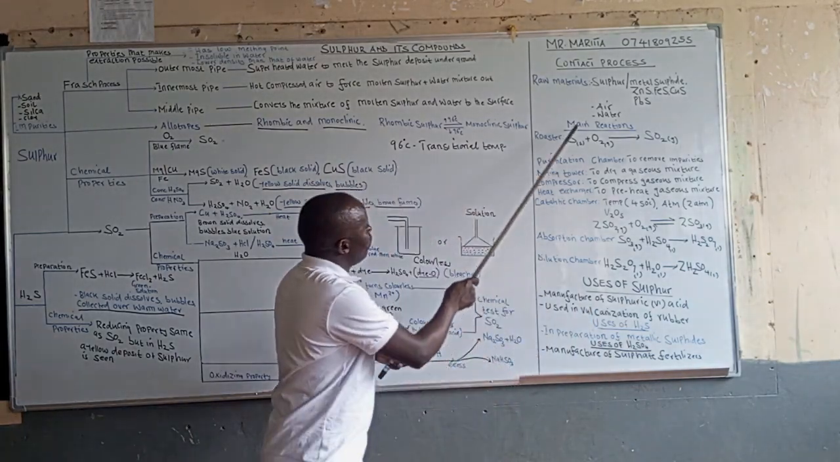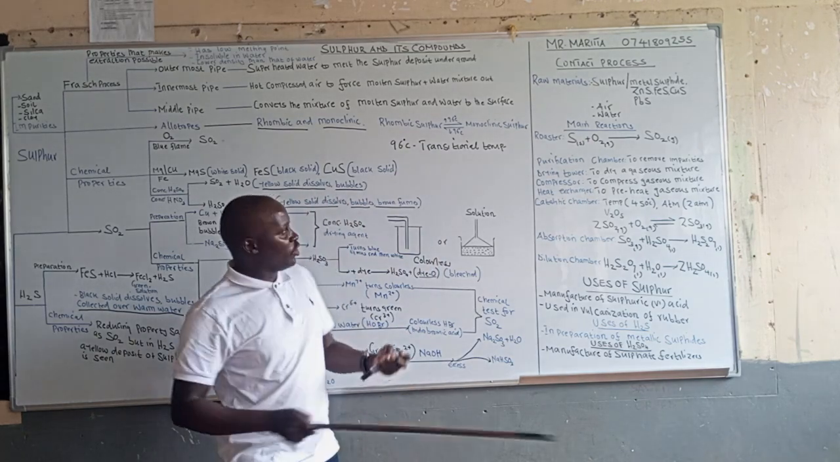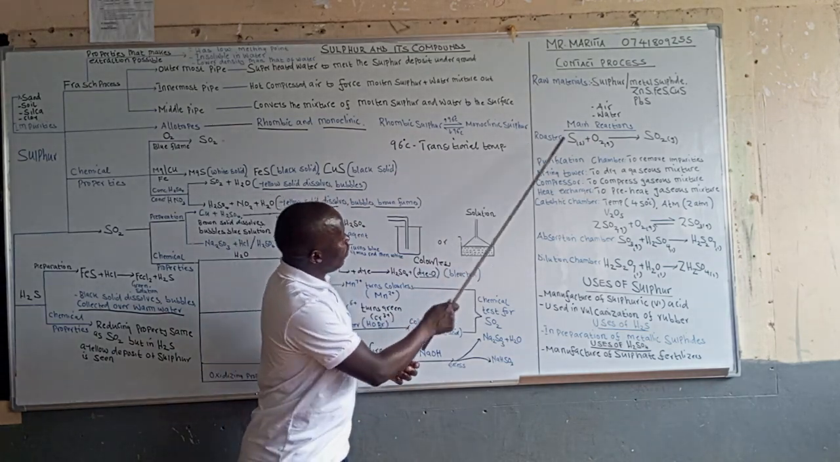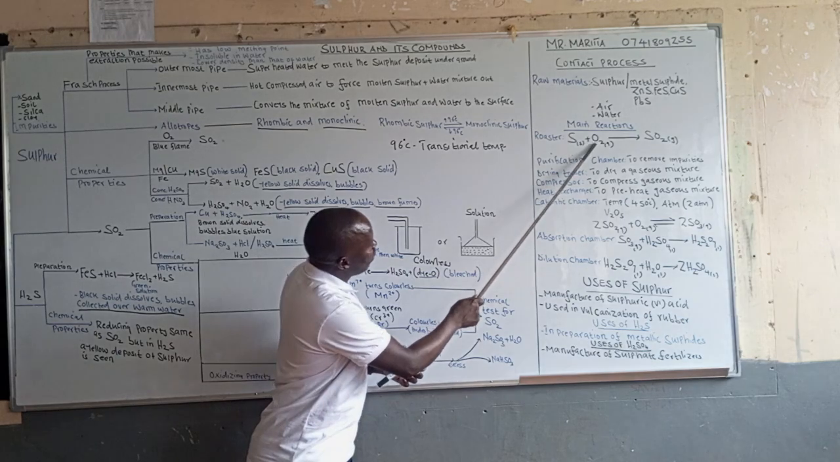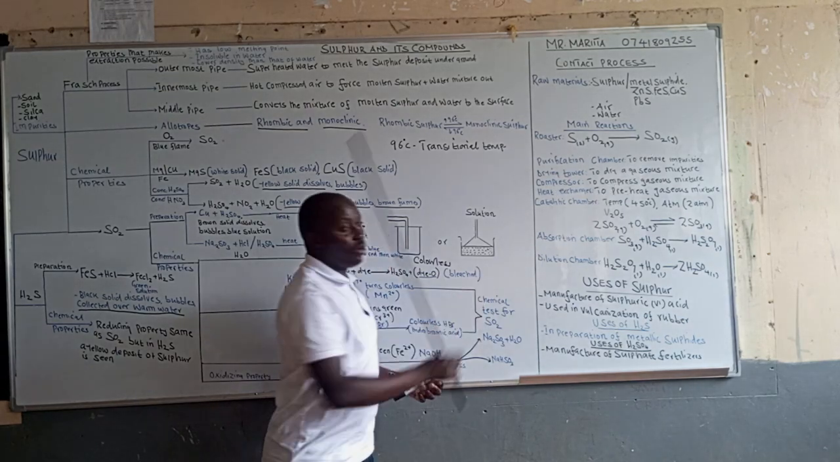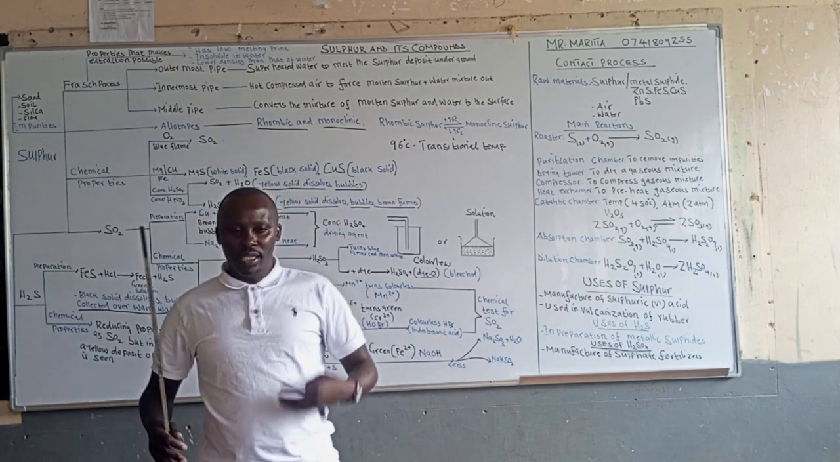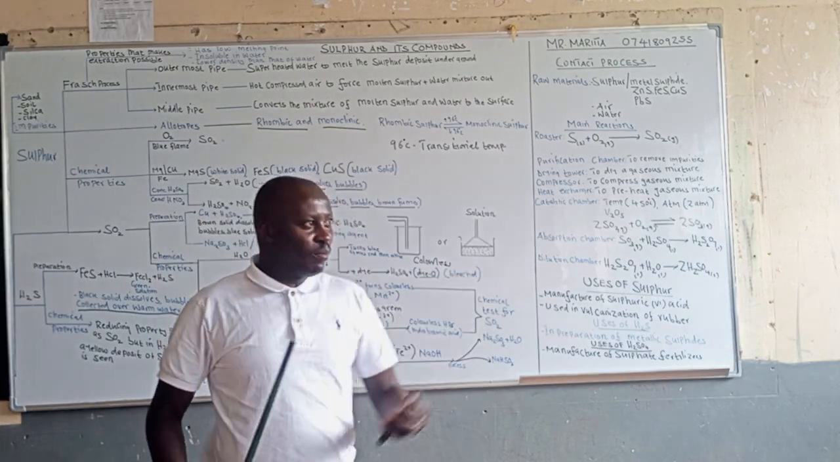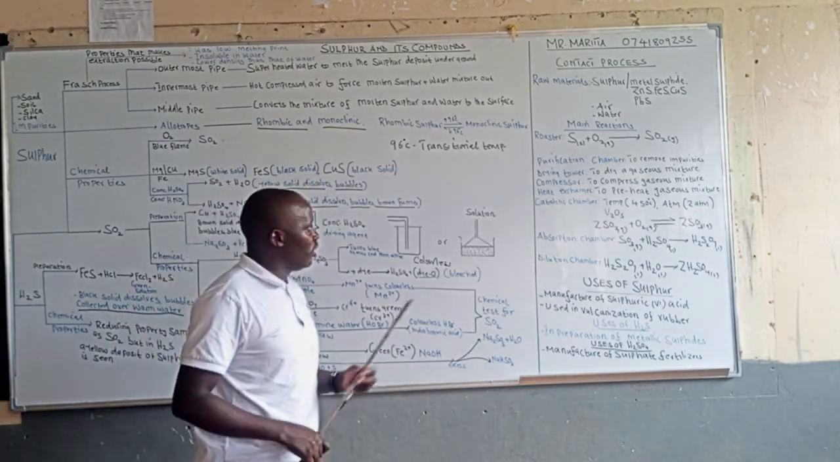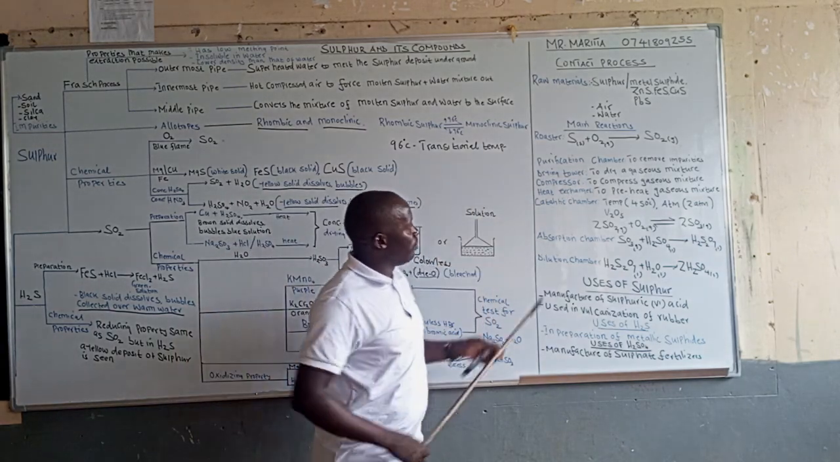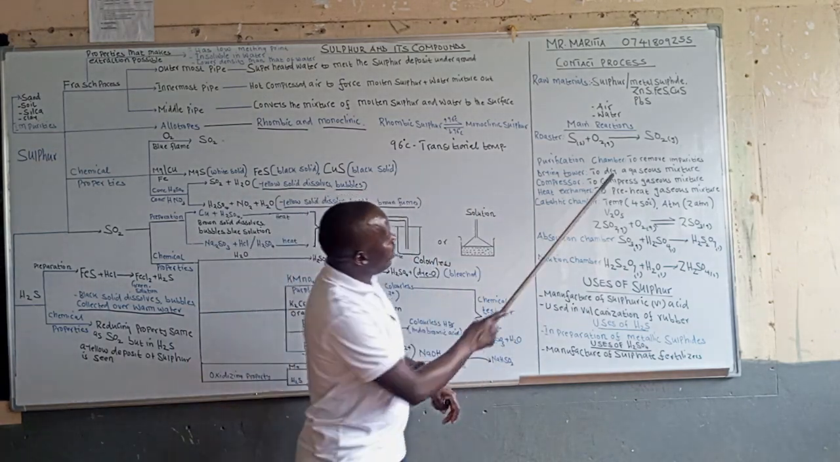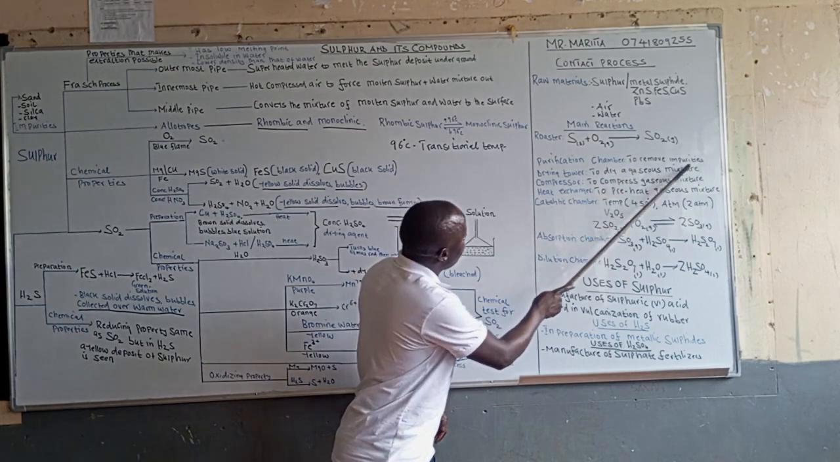Now we talk of the main reaction. The main reaction takes place in the roaster, where we have this sulfur reacting with oxygen to have sulfur 4 oxide gas. Then the gases must be purified. What is the purpose of the purification? The purpose of the purification is to remove the impurities. So we have the purification chamber, which is done to remove the impurities.